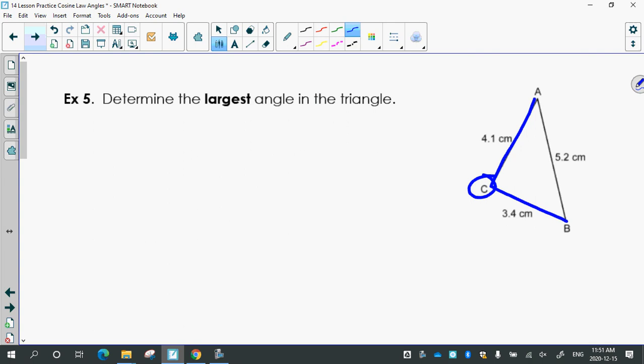Does everybody see that? Okay, which means that my cosine law is going to start with 5.2 squared equals. See if you can fill in what the rest would look like.